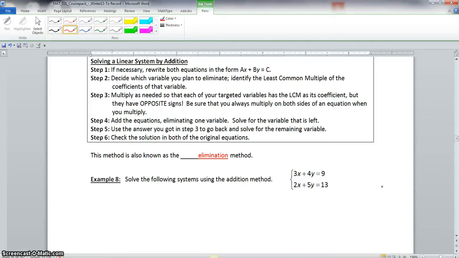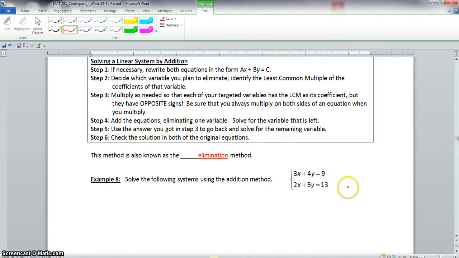And like we said before, we have to determine which variable we want to eliminate. And then what we would do, like I told you with the 1 and 3, is find the least common multiple of the coefficients and then take the opposites of those coefficients. And then we will add the equations together, and then we will use our answer to go back and solve for the other variable. Now this method is also known as the elimination method. So let's try it again.